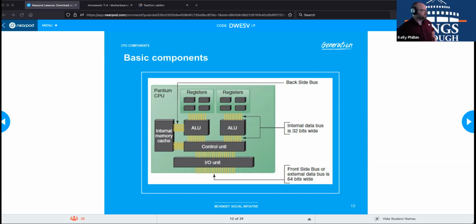And you have your internal memory cache. If the ALU itself is not able to hold on to the information it's processing, and it's going to need that information relatively soon, it can put that information into the internal memory cache and then pull it out as it is needed.